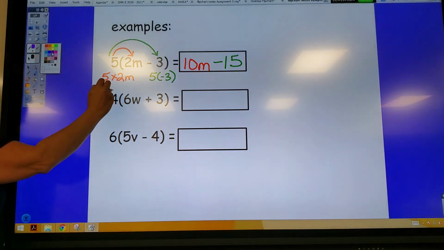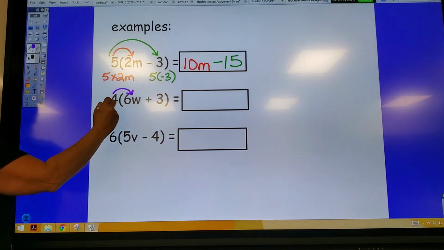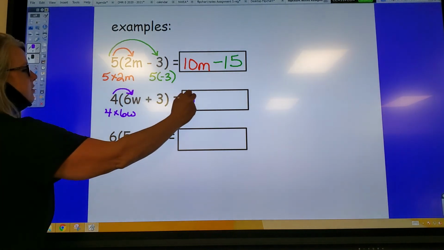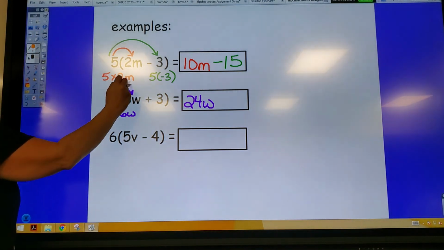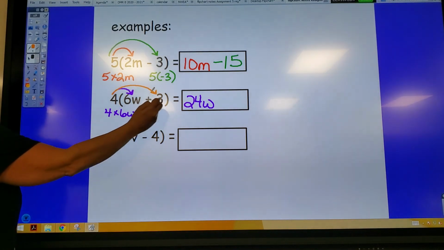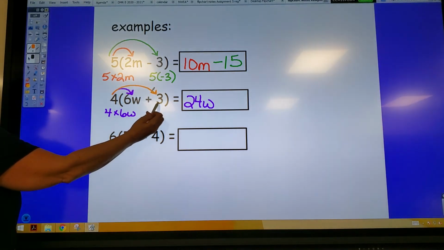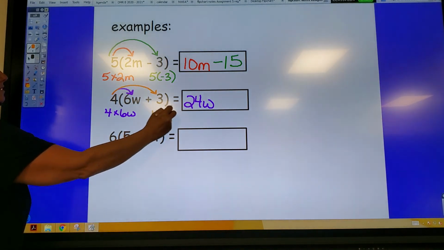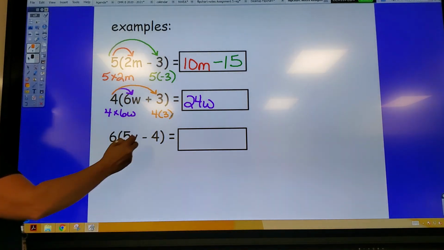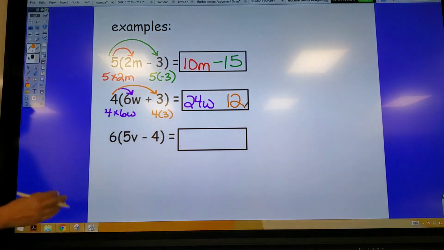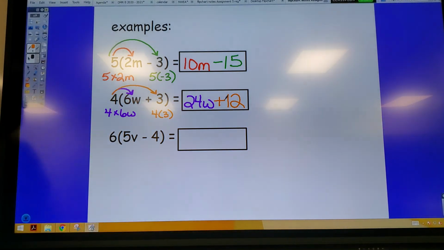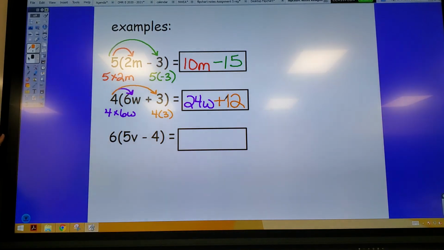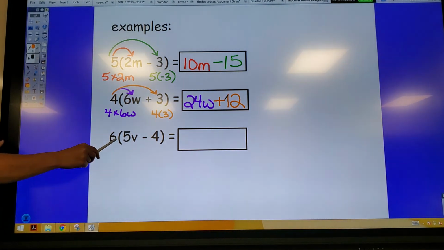Okay, this next one. 4 times 6w would be 24w. And then I'm going to do 4 times 3. Now this is like a positive 3. That plus sign means that's a positive 3. So 4 times 3 is a positive 12, right? Because if I just wrote a 12, that doesn't separate my 24w and my 12. I really need that positive sign. And that's it. Don't combine them. Why don't you try this one?